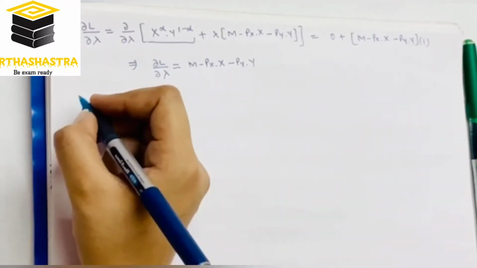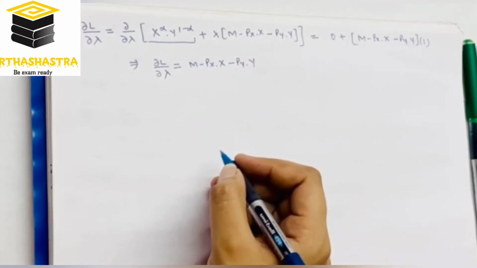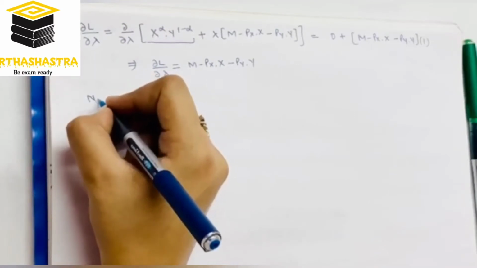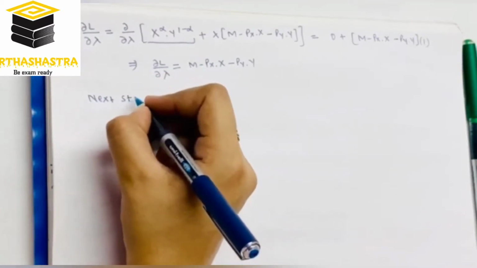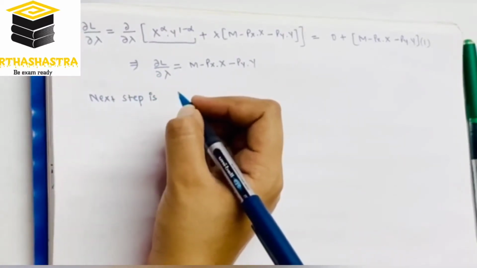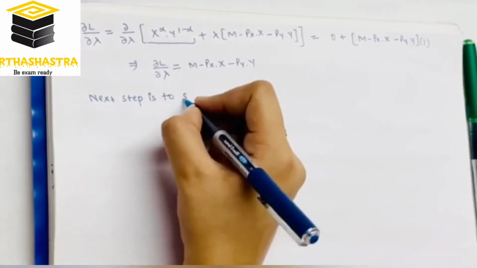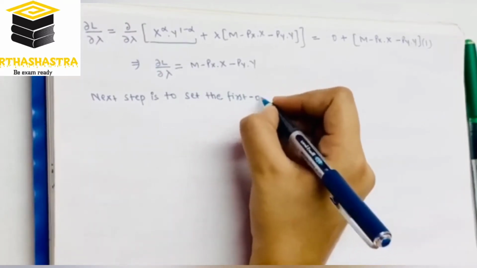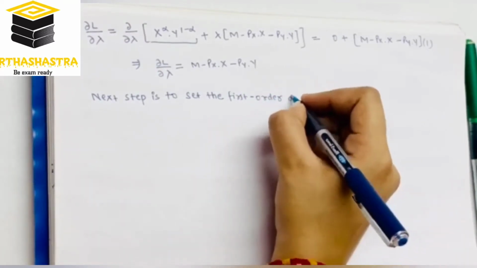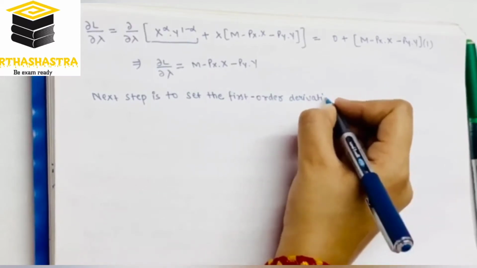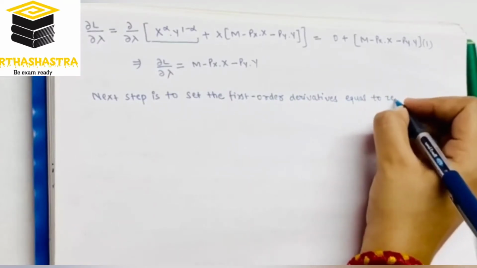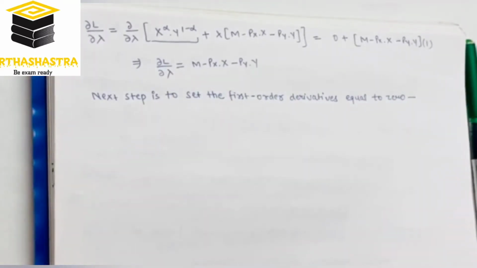Now we have found the derivatives with respect to all three variables. Our next step is to set the first order derivatives equal to 0. So we will set our first order derivatives equal to 0.